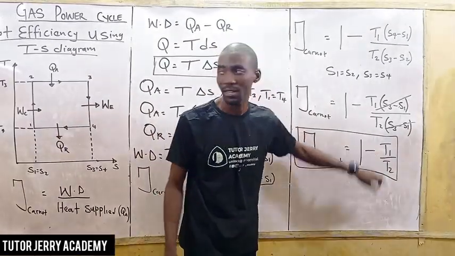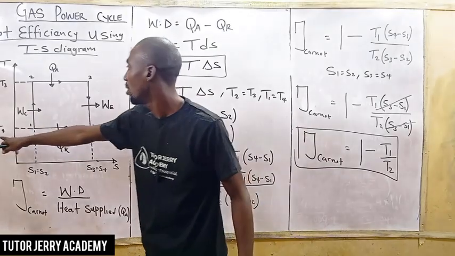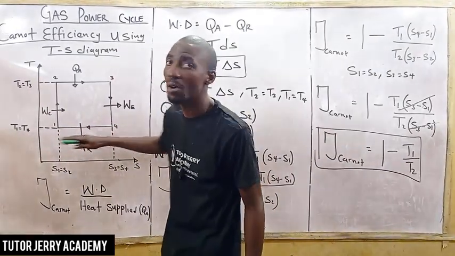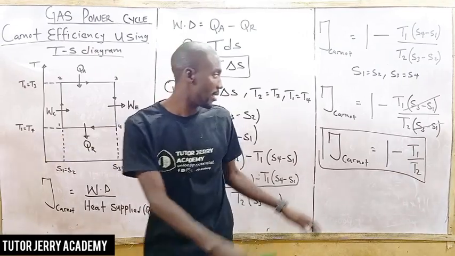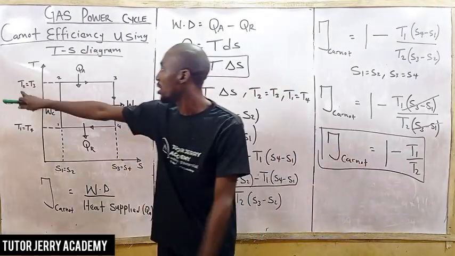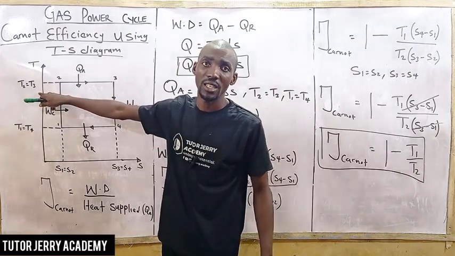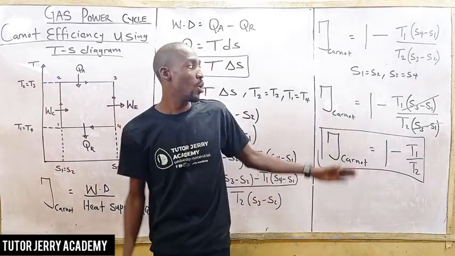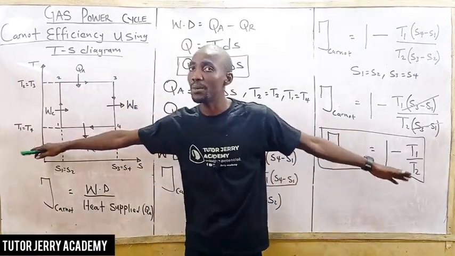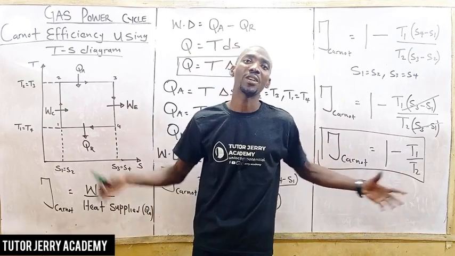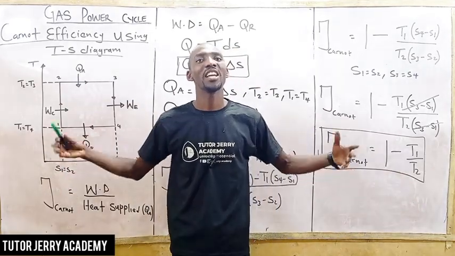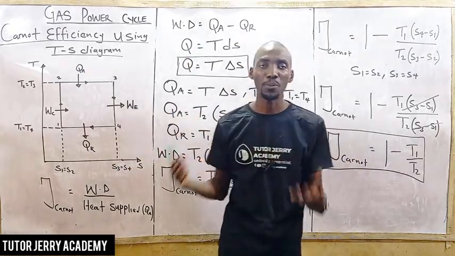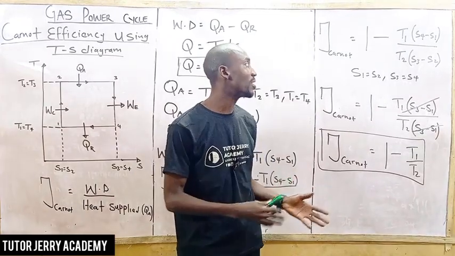Because our T1, which is equal to T4, is the minimum temperature, and our T2, which is equal to T3 on the TS diagram, is the maximum temperature. So 1 minus minimum temperature over maximum temperature gives us the Carnot efficiency. So this is how you can use the TS diagram to prove the Carnot efficiency.